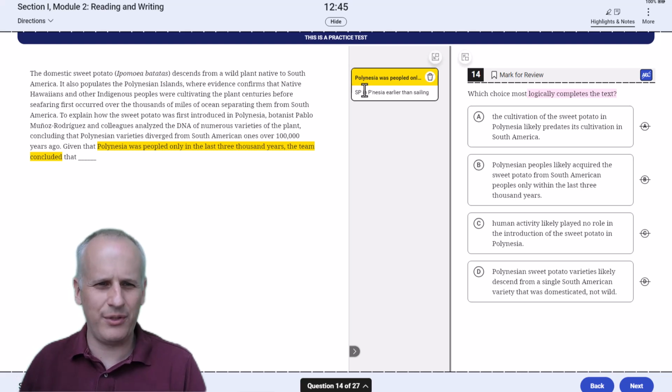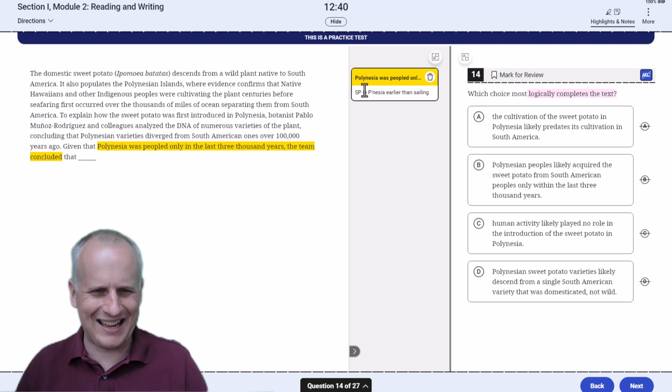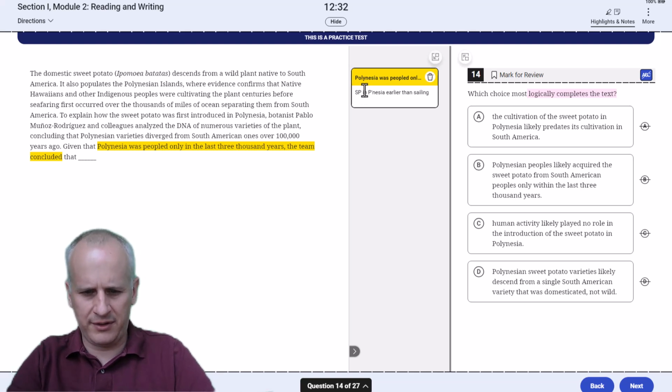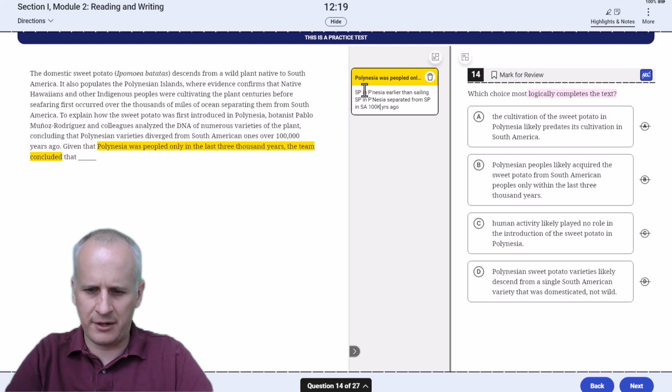So to explain how the sweet potato was first introduced in Polynesia, botanist Pablo Munoz Rodriguez and colleagues analyzed the DNA of numerous varieties of the plant, concluding that the Polynesian varieties diverged from South American ones over 100,000 years ago. So we know that the SP in Polynesia separated from the SP in SA 100K years ago. Well, 100K plus years ago.